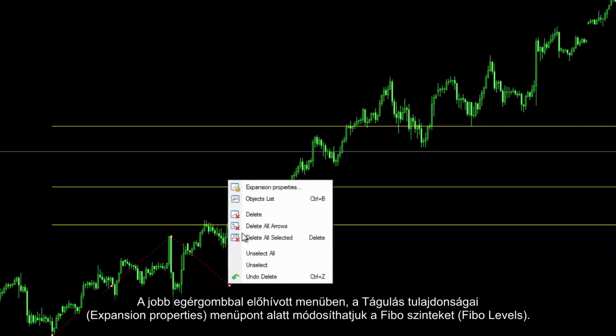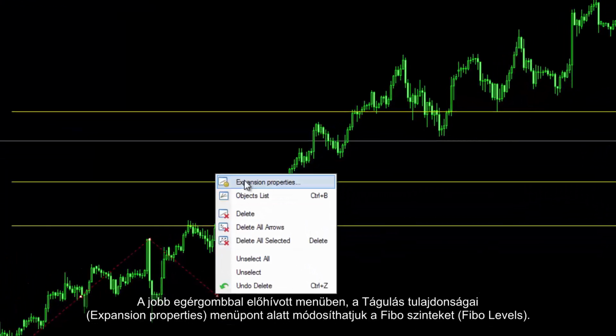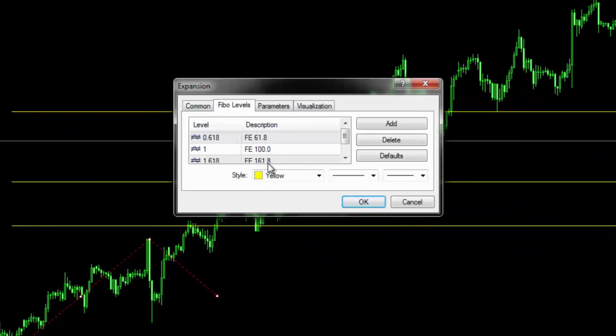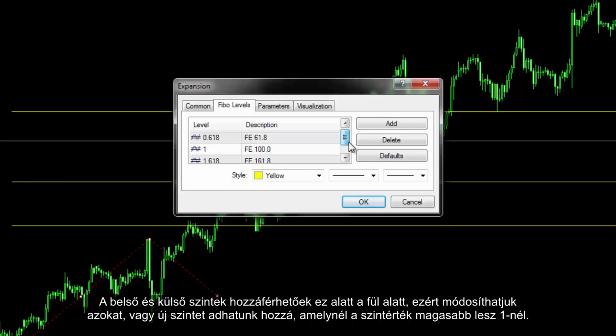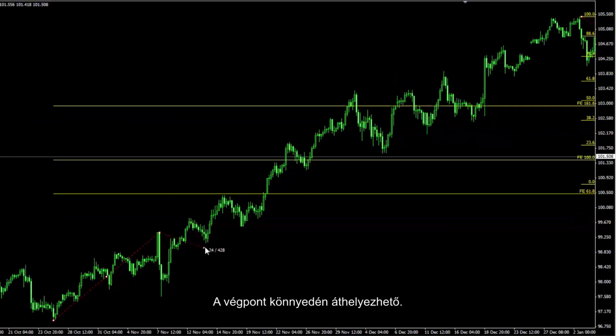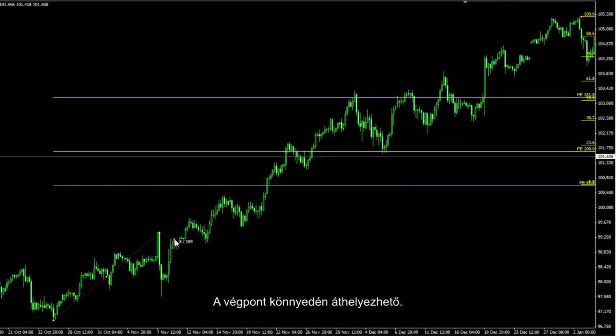Through the right-click menu, in expansion properties, Fibo levels can be modified by a trader. The internal and external levels are accessible in this tab, so a trader can modify or add another level in which the level rate will be considered higher than 1. The endpoint can be relocated by a trader easily.